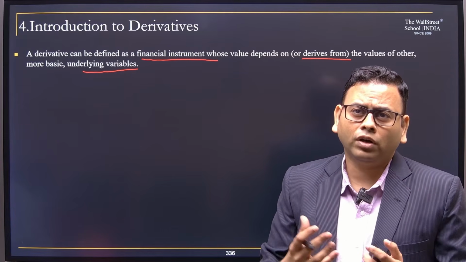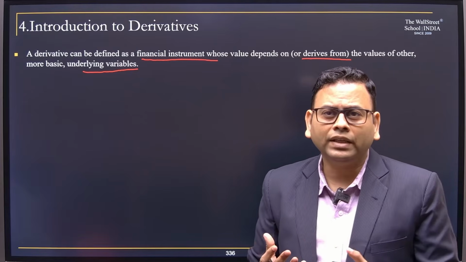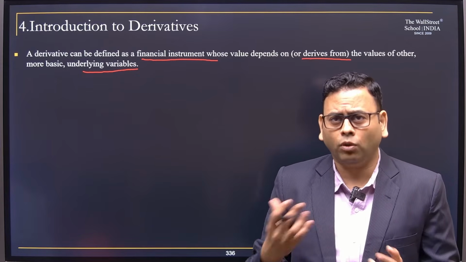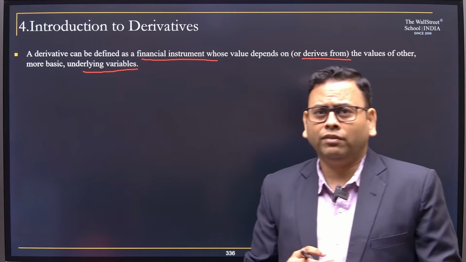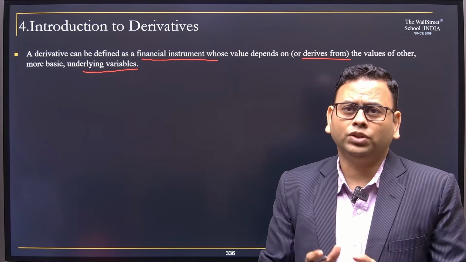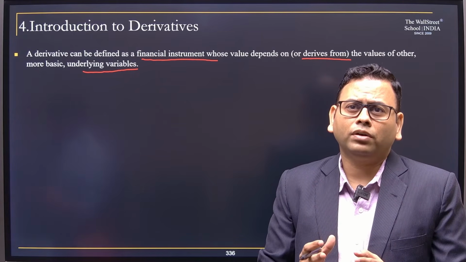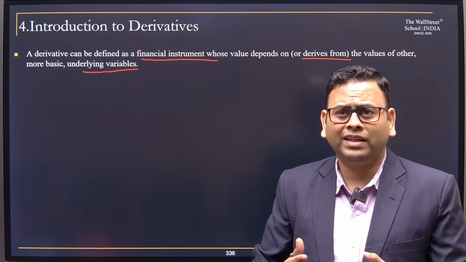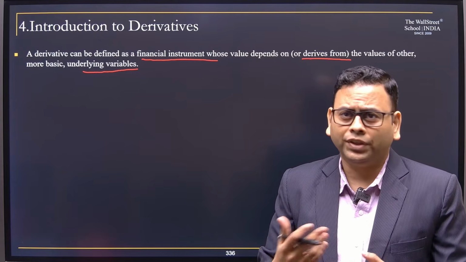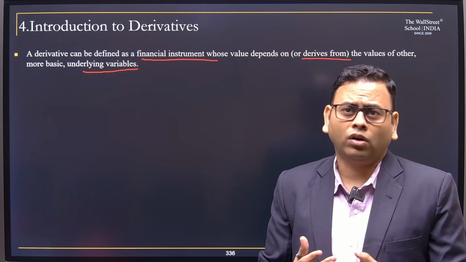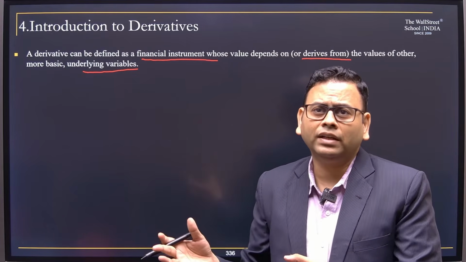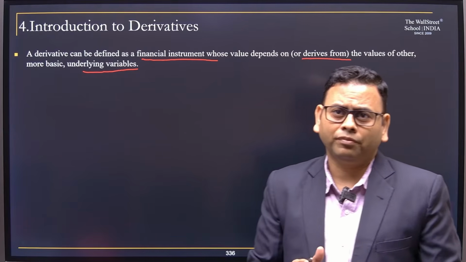So, if your underlying asset is, let us say, equity, then the derivative could be equity futures, it could be equity forwards. In basic layman terminology, you can think about milk as an underlying asset and its derivative could be paneer or ghee or curd. So, anything which derives value from an underlying asset is a derivative.